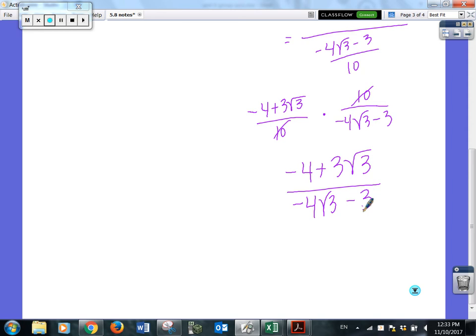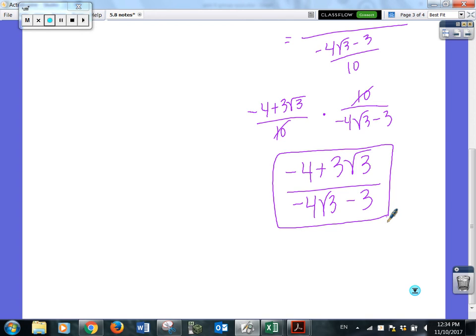Now, none of those things cancel. There is a plus sign right here, there's a minus sign right here. Because of that plus and minus sign, we cannot start canceling. If those were multiplication symbols, yes, we could cancel away, but they're not. Nothing is alike. This is a 3 root 3, this is a 4 root 3, one's on top, one's on bottom, so there's nothing else we can do to that problem.